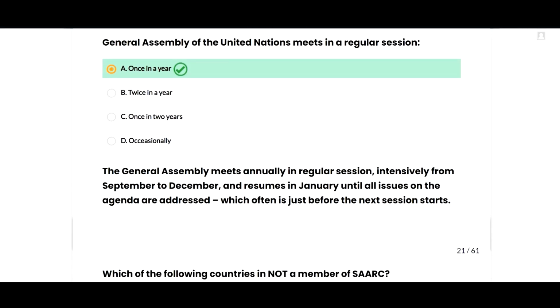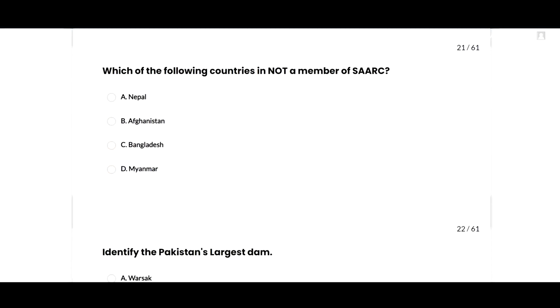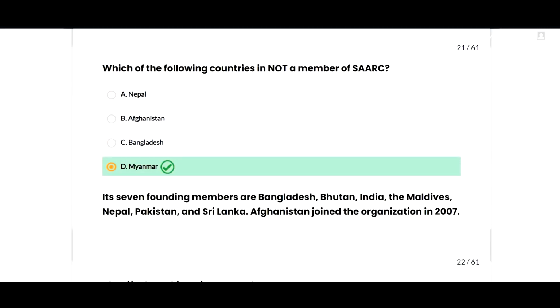The next MCQ. Which of the following countries is not a member of SAARC? Myanmar, because its 7 founding members are Bangladesh, Bhutan, India and Maldives, Nepal, Pakistan and Sri Lanka. Afghanistan joined the organization in 2007. So here D option is correct.